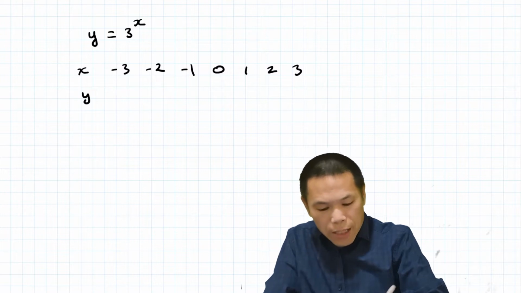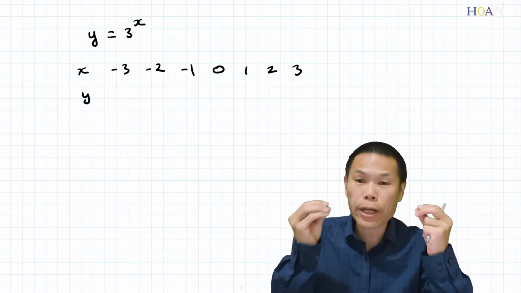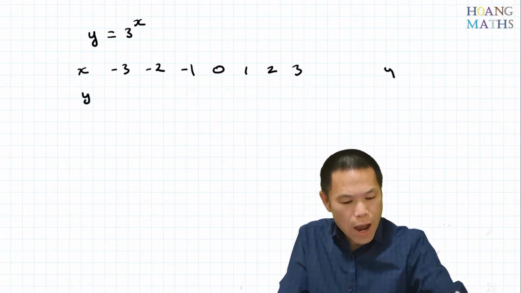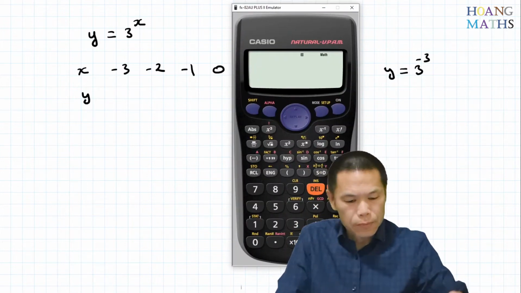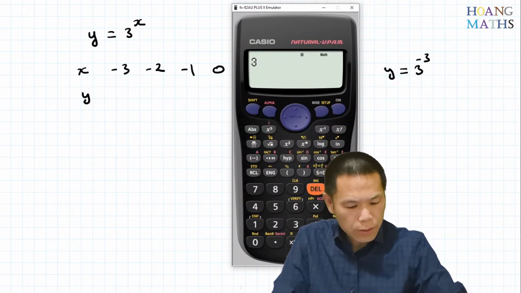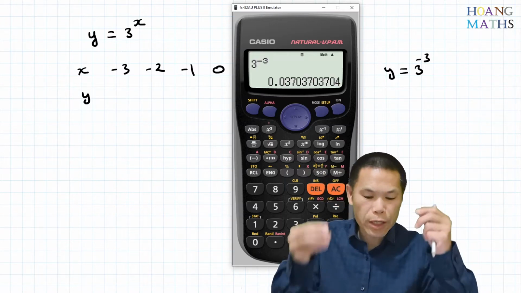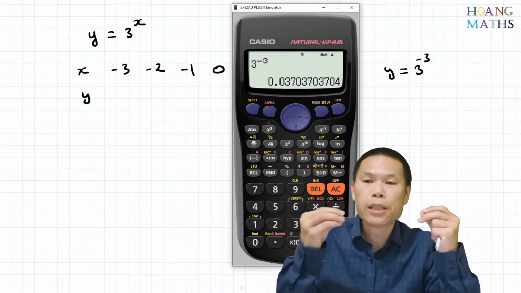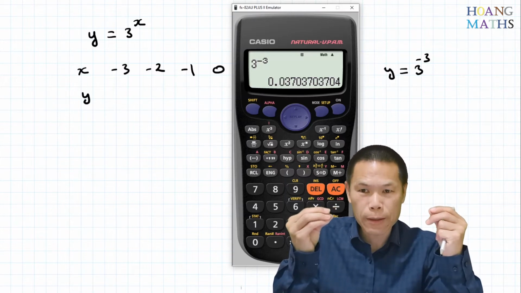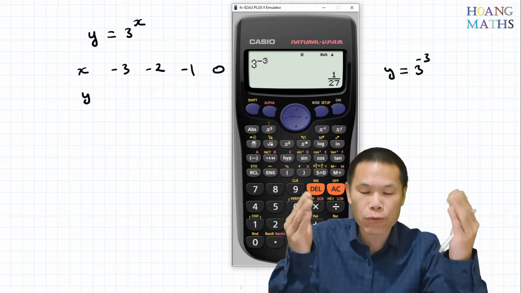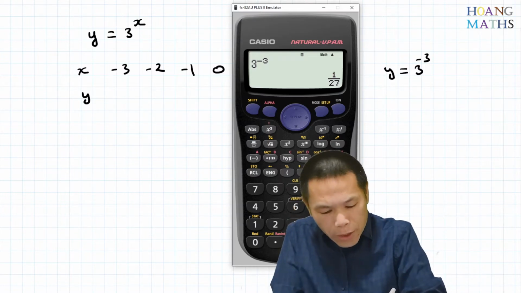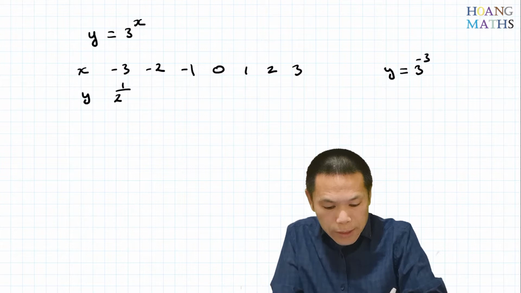For the y value, when x is equal to -3, y must equal 3 to the power of -3. We can just put that in a calculator. It will give me 0.04 for 2 decimal places, but it's easier if I press the SD button, so we write it in fractional form. So 1 over 27.